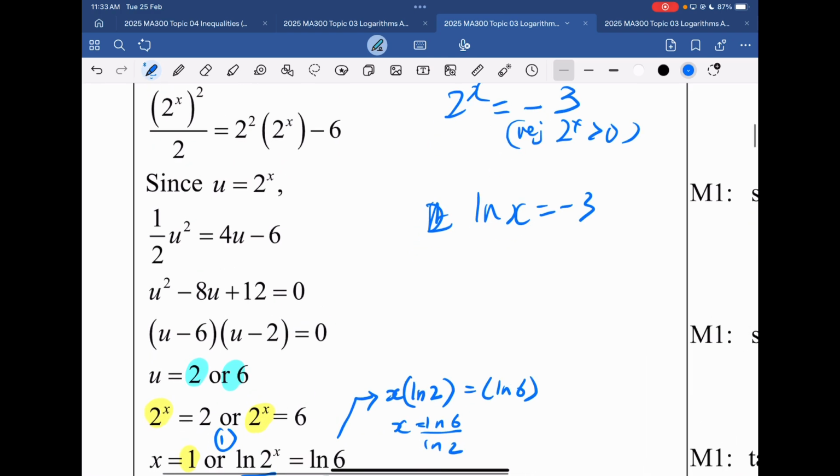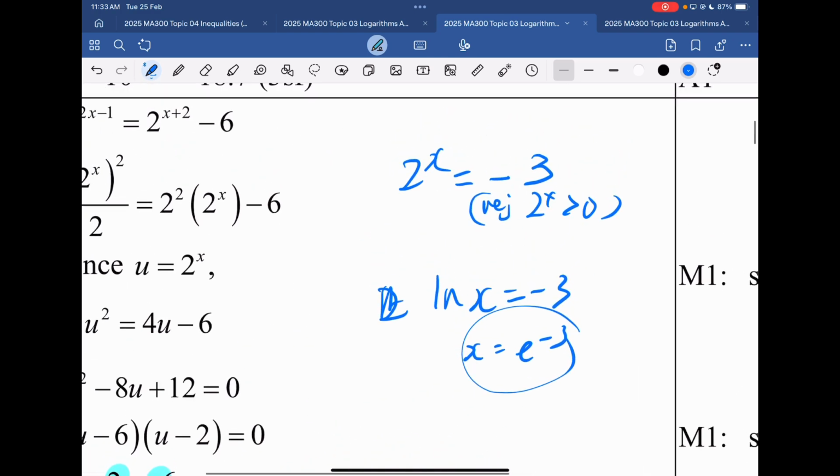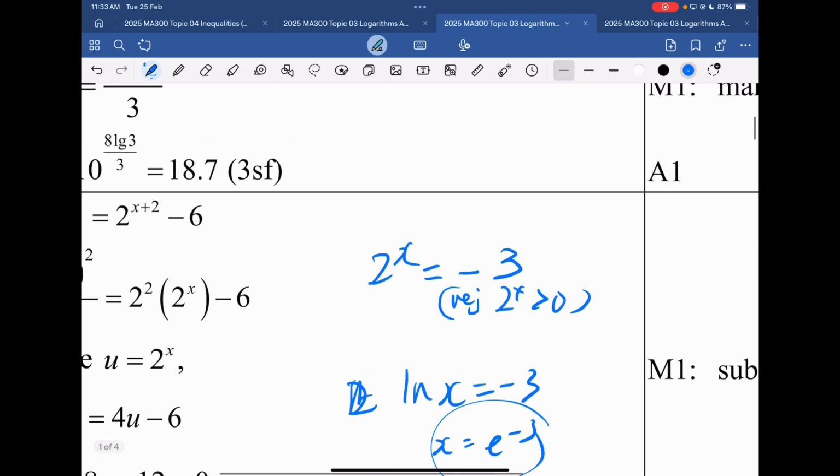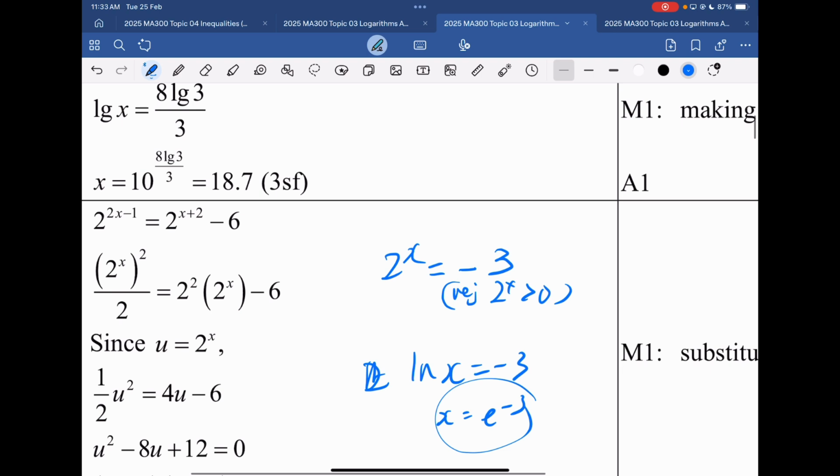Don't reject because x can be e power -3. Okay, ln can be negative. Right? Ln can be negative. So exponential cannot be negative, but log can be negative. What's the deal about log?